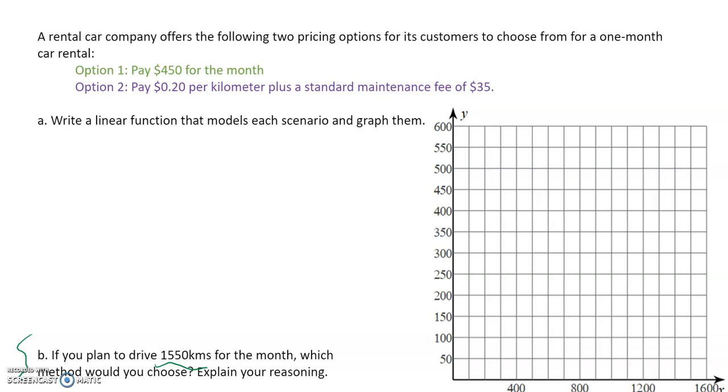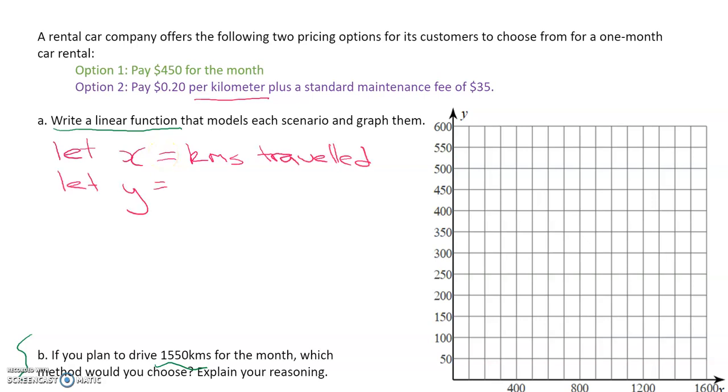the month. So for option 1 and option 2, we need to set up a linear function because that's the best way to compare them. We're going to graph them, and I'll explain why as we do that. Now for worded problems, it's really important to define our variables. So I'm going to let x equal kilometres travelled, and I'm going to let y equal cost.